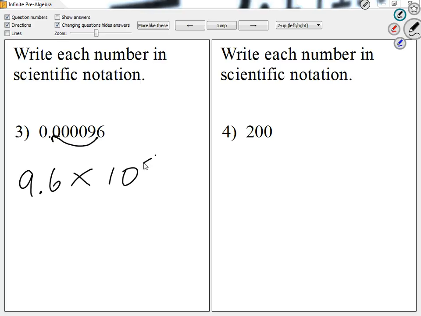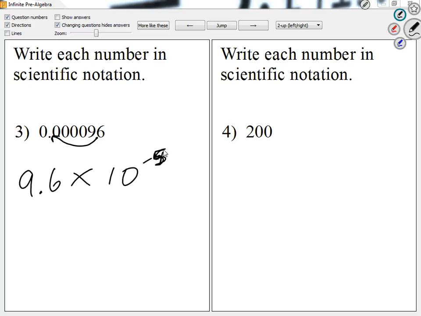Negative 4. 1, 2, 3, 4. Oh yeah, negative 5. Just checking. Alright, so negative 5. So 9.6 times 10 to the negative 5. Alright. Any other questions on the first 10? So we're paying attention to this, right? Alright. Once again, anything in the first 10?